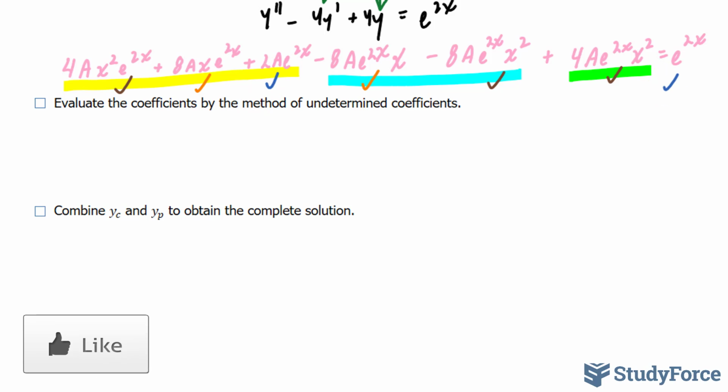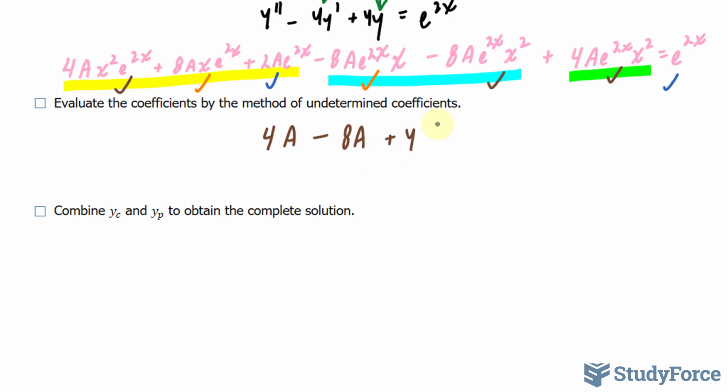We have 4a, and I'm going to disregard this factor because all three of these terms have that factor. So I have 4a minus 8 times a, coming from here, and plus 4a. This is equal to 0. The left side and the right side is equal to 0, so we can't retrieve any useful information there.